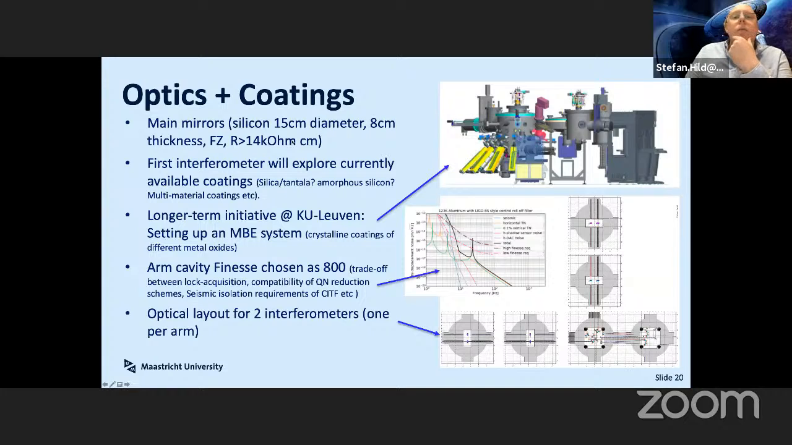So there are the main mirrors, as I said, 15 centimeters float zone. We will initially work with currently available coatings, or amorphous silicon multi-material. But one of the initiatives is to have an MBE set up, a new one created at Leuven, to explore crystalline coatings with various metal oxides, which seem to be very promising.